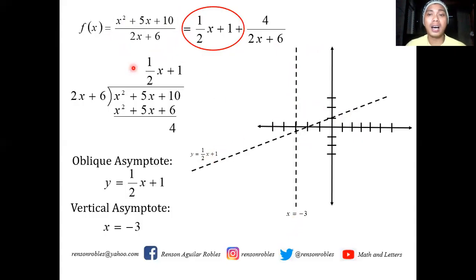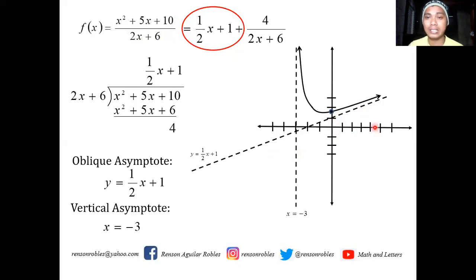And we will assume the values of x. Say when x is 0, the question now is, will this function pass through the y-axis? So when x is 0, you have 10 over 6, that's approximately 5/3. So that's 1.67. So we locate that point, 0, 1.67, and we find it there. Okay, that's 1.67. And then we can now easily trace the curve.